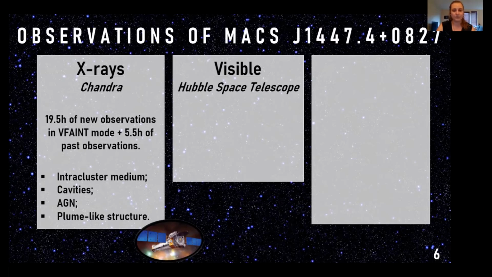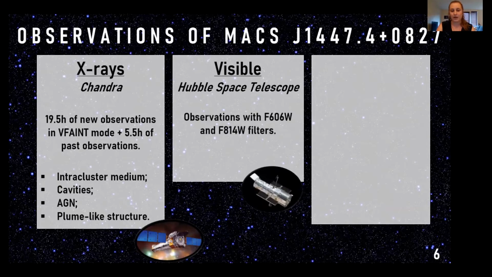Next, we have visible data from the Hubble Space Telescope. We had observations with 2 filters, F606, which is green, and F814, which is red. In visible, we can see the brightest cluster galaxy and the optical filament. Again, those structures will be explained in more detail later.